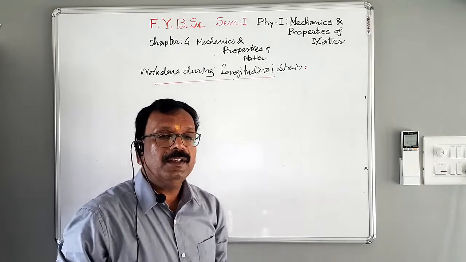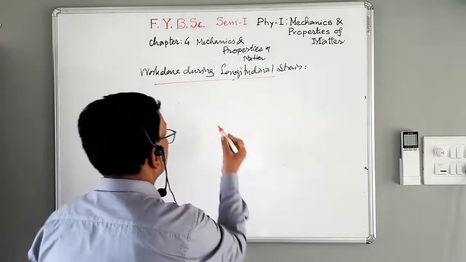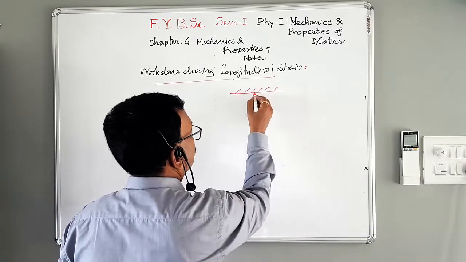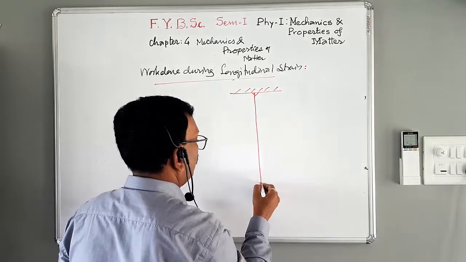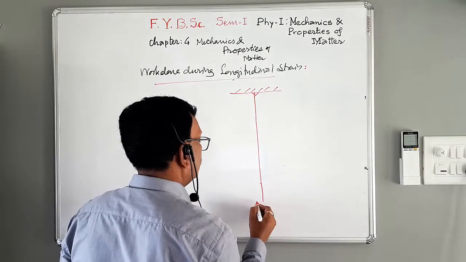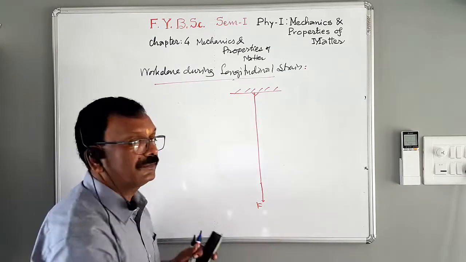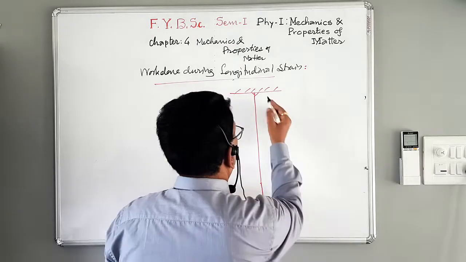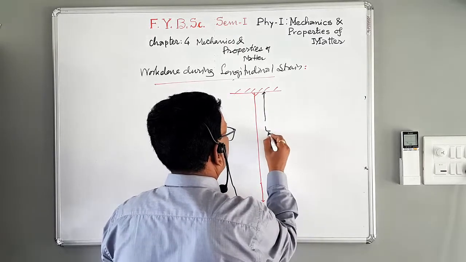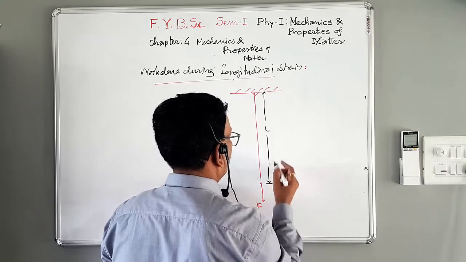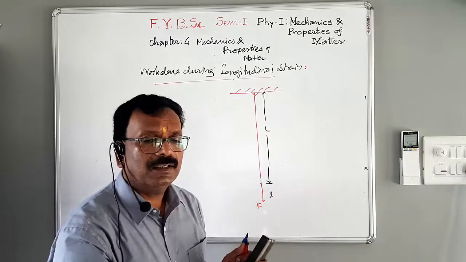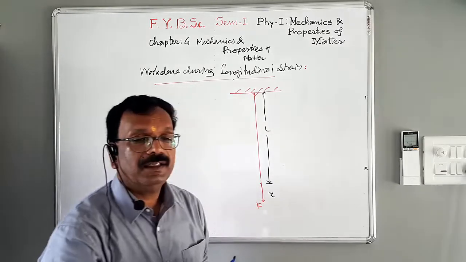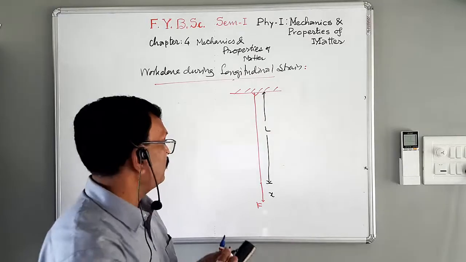Now consider a wire. One end of the wire is fixed to a rigid support, and at the free end the stretching force is applied. Suppose L is the length of the wire and x is the change in length.